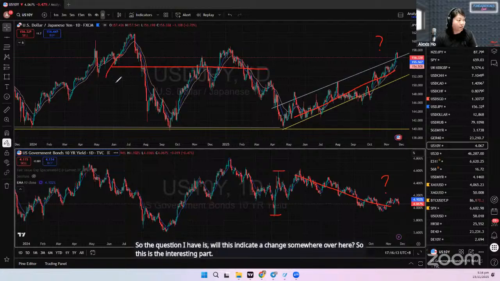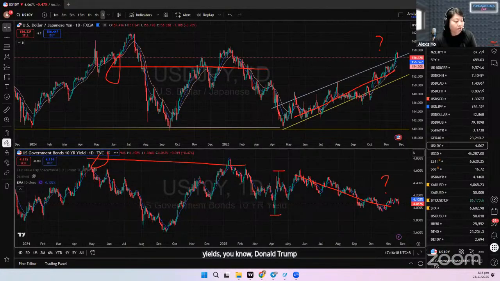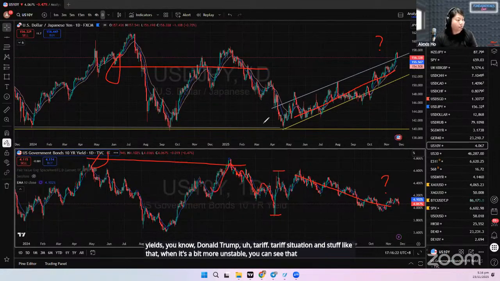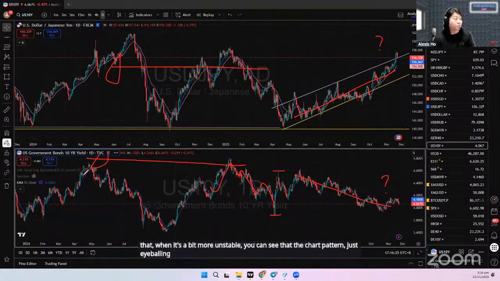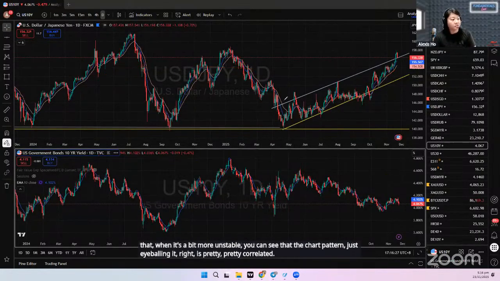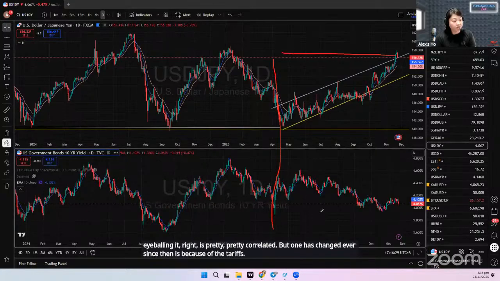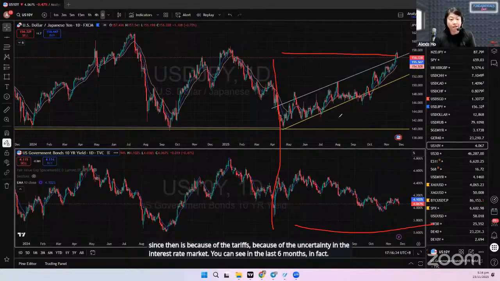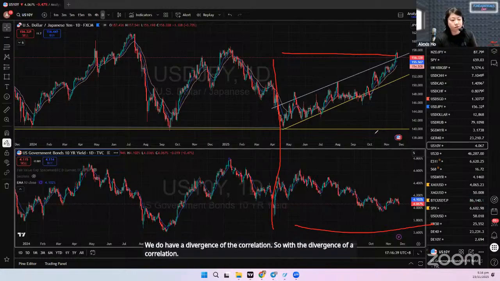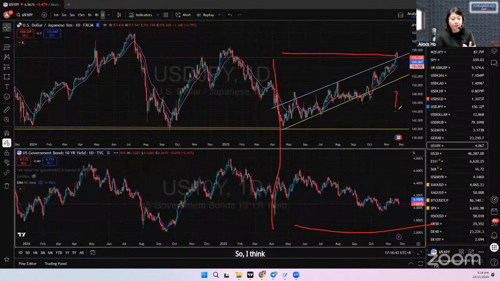Because if you look prior to the Donald Trump tariff situation and stuff like that, when it's a bit more stable, you can see that the chart pattern, just eyeballing it, is pretty correlated. But what has changed ever since then is because of the tariffs, because of the uncertainty in the interest rate market. You can see in the last 6 months, in fact, we do have a divergence of the correlation. So with the divergence of a correlation, the question I have for the market is, when will we go back into correlation?